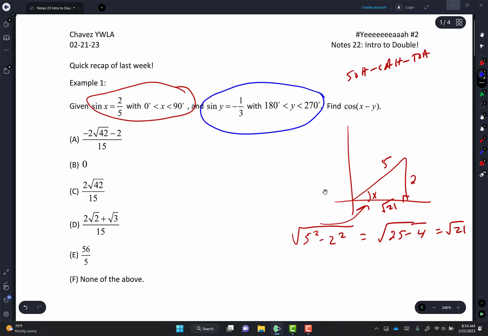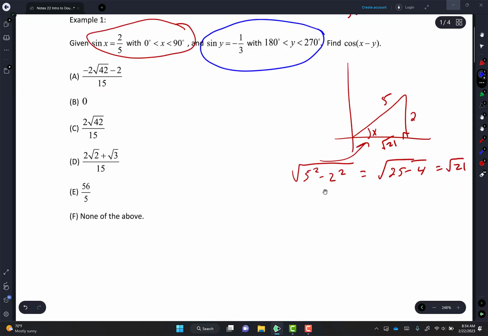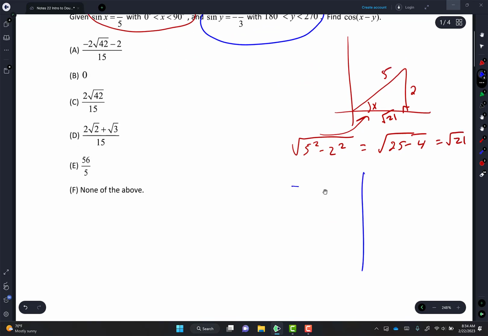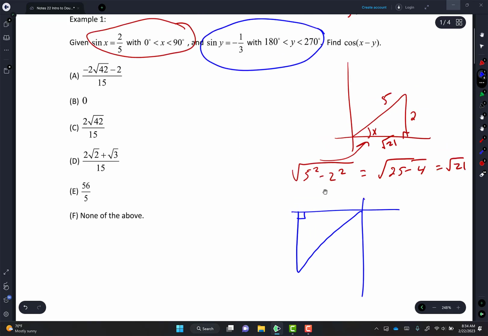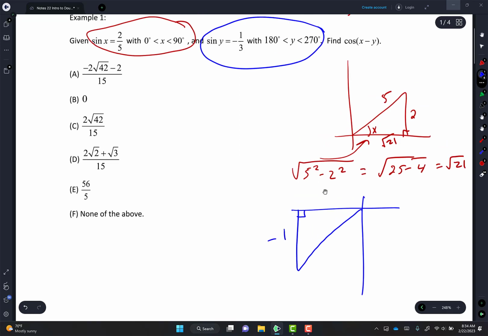That is quadrant between 180 and 270, that is quadrant 3. The hypotenuse is never negative. The hypotenuse is like a radius. So let's exaggerate quadrant 3, and opposite of our hypotenuse, so negative 1, 3. Again, I want this distance here. That's going to be the square root of 3 squared minus negative 1 squared.